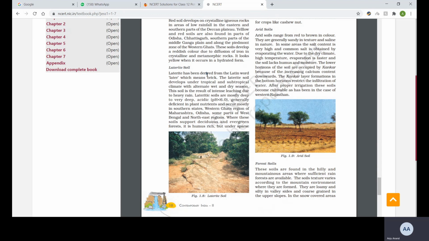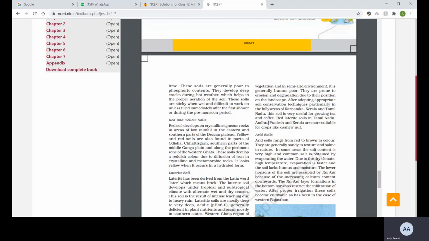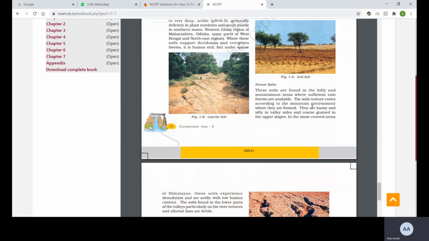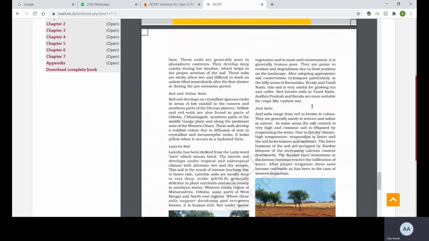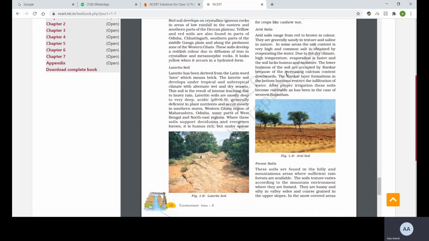These types of soils are mainly found in the Western Ghats of Maharashtra, Odisha, some parts of West Bengal and the northeast regions. After appropriate soil conservation techniques, particularly in the hilly areas of Karnataka, Kerala, etc., this soil is being used for growing coffee and tea. Arid soil is found in very dry regions, mainly of Rajasthan.